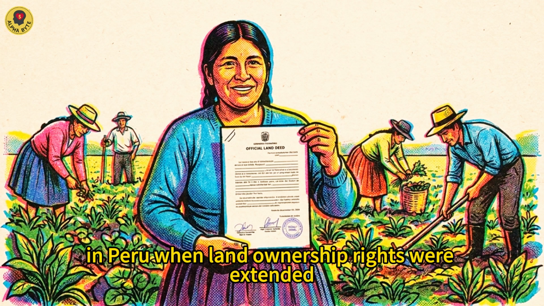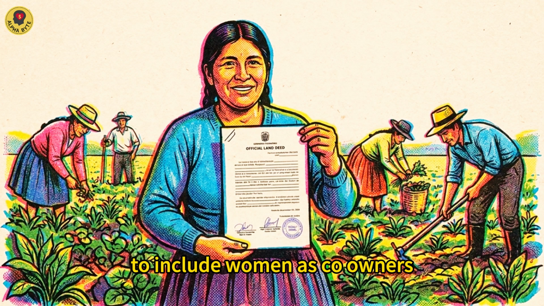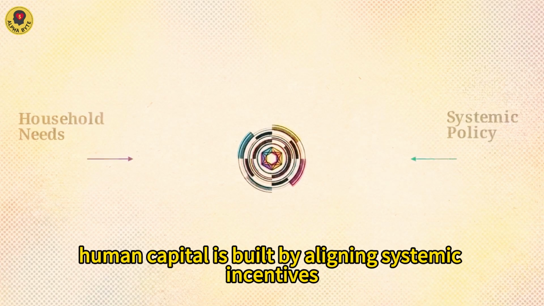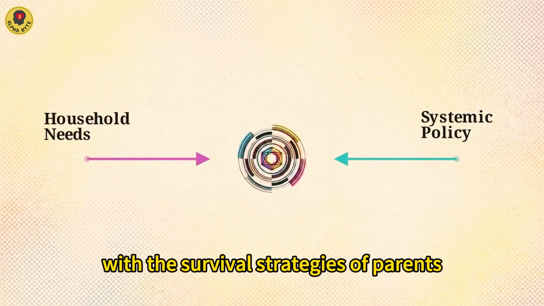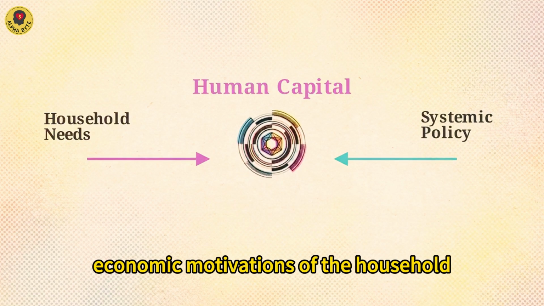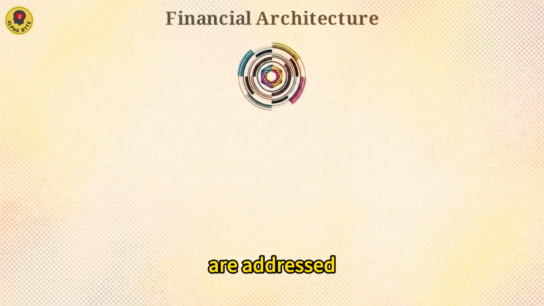In Peru, when land ownership rights were extended to include women as co-owners, fertility rates dropped. Human capital is built by aligning systemic incentives with the survival strategies of parents. Building schools and providing contraception are only effective if the underlying economic motivations of the household are addressed.